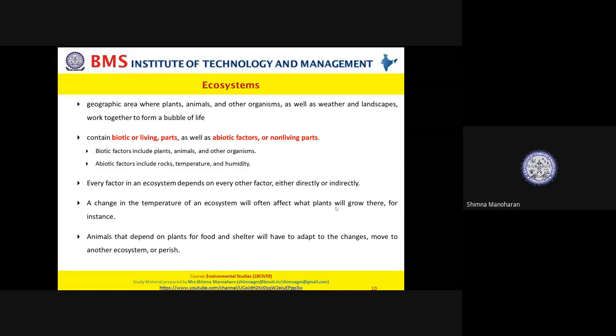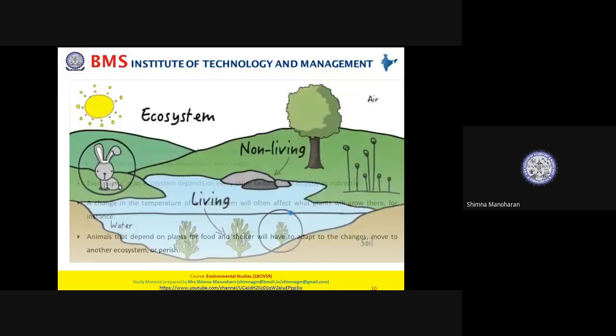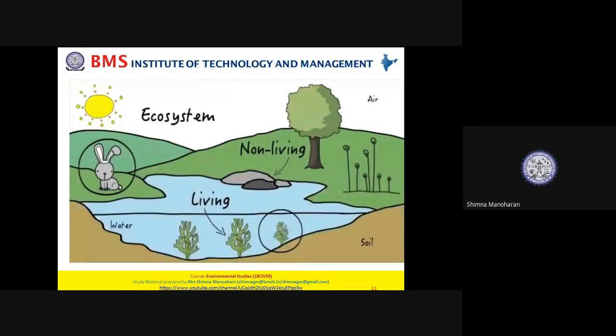So usually what happens is animals will be depending on the plant for food and shelter and they have to adapt to change. Okay. And then move to another ecosystem or they might perish. So change is inevitable. So this is a typical picture or representation to show an ecosystem.